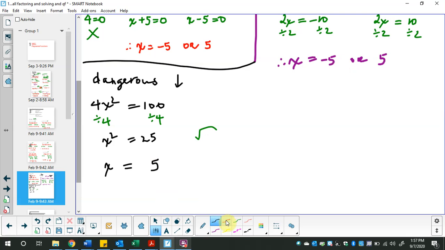So what makes this right, and what people forget, is that when you square root, or when you take off a little 2, you have to remember that both 5 squared would give you 25, and negative 5 squared would give you 25. So you need the plus minus, and that will give you your answer. So it's dangerous because sometimes people don't do it right.